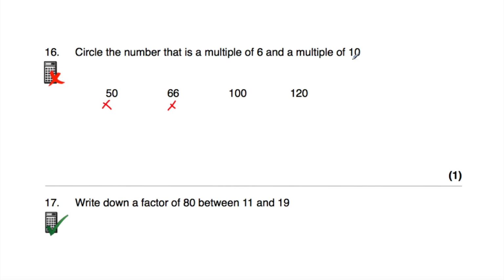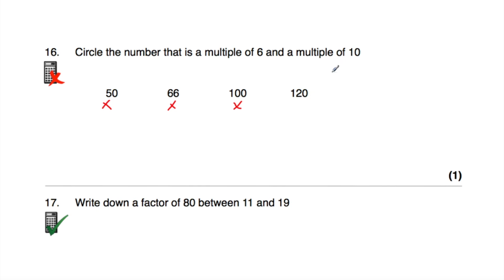Okay, next, 100. Well, 10 is a factor of 100 because 100 is divisible by 10, but it's not divisible by 6. So 6 is not a factor of 100. So that means that 100 is not a multiple of 6. It wouldn't be in the 6 times tables. We go 60, 66, 72, 78, 84, 90, 96, 102. So it's not that one. So hopefully it's going to be 120.